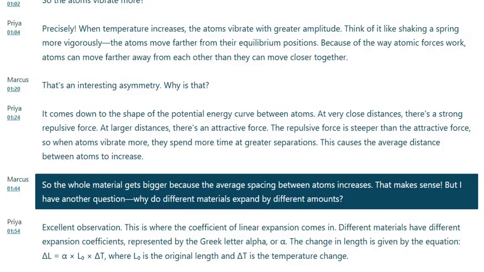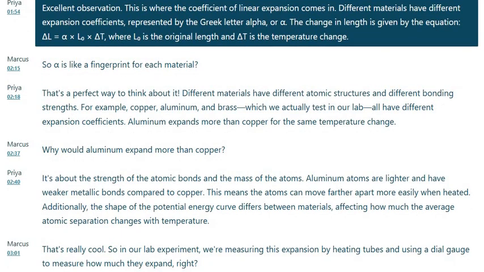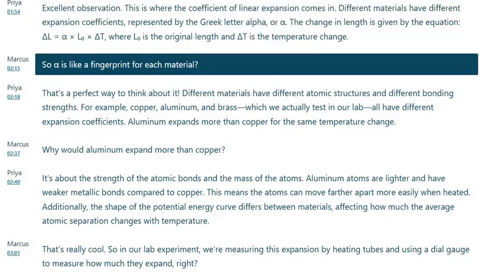That makes sense, but I have another question. Why do different materials expand by different amounts? Excellent observation. This is where the coefficient of linear expansion comes in. Different materials have different expansion coefficients, represented by the Greek letter alpha. The change in length is given by the equation delta L equals alpha times L naught times delta T, where L naught is the original length and delta T is the temperature change. So alpha is like a fingerprint for each material.